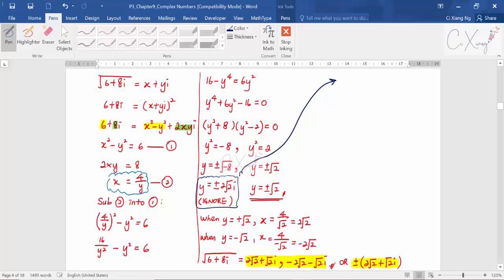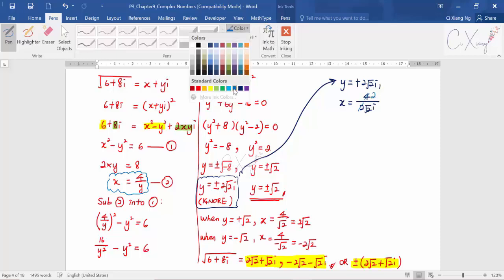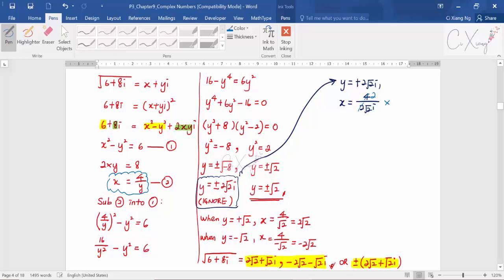Okay, so let's say I take this as an answer, so y equals positive 2 square root 2i. So what is your x? Your x will be 4 divided by 2 square root 2i, right? Then from here, you can cancel off the 2. You have the 2 on top, and then you want to rationalize. Rationalize means that you multiply it with square root 2i, and on top, you also multiply it with square root 2i.